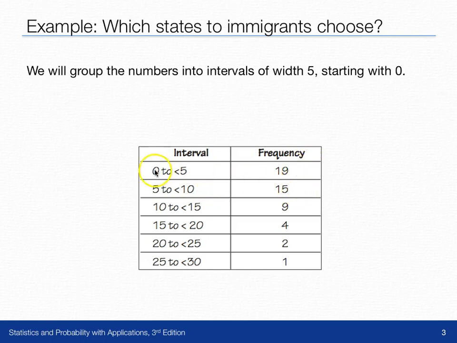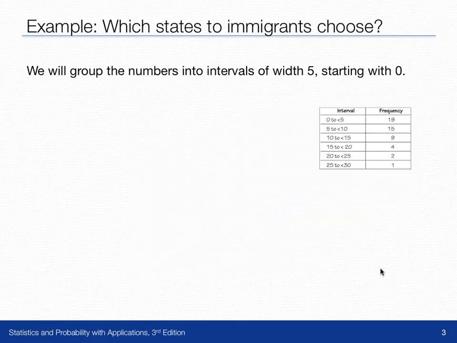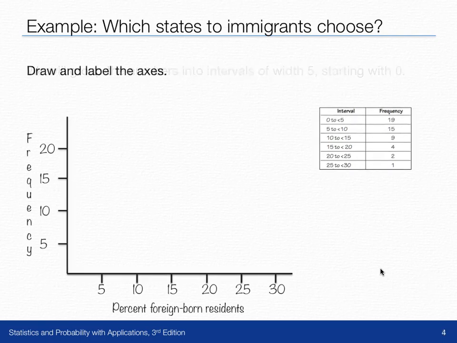19 of the states had between 0 and 5% of their population be foreign-born. And so we can do that and tabulate what goes into each of these intervals. And we'll just double check that that does in fact add up to 50. So we need that information and we'll set it aside so that we can reference it later.